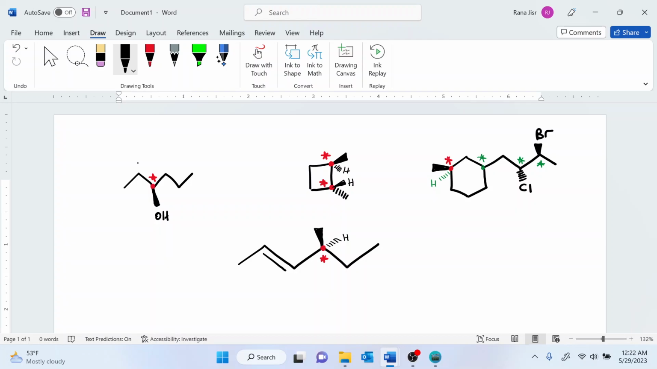Okay? In there. And then here the hydrogen is behind. When the hydrogen is behind, it is easy when you are doing the configuration. So look at your chiral center in there. And then we're going to look at the groups that are connected to the chiral center.